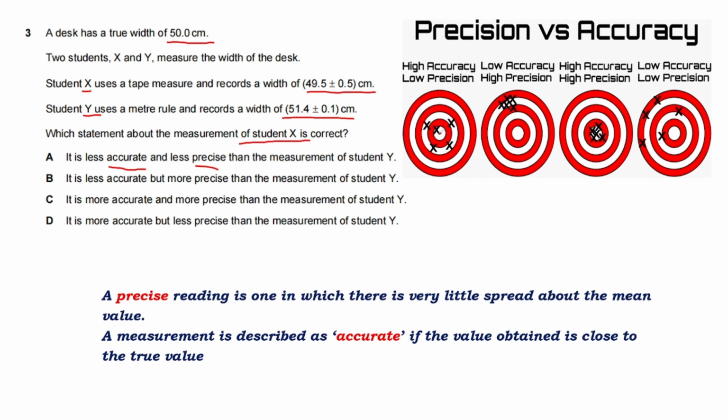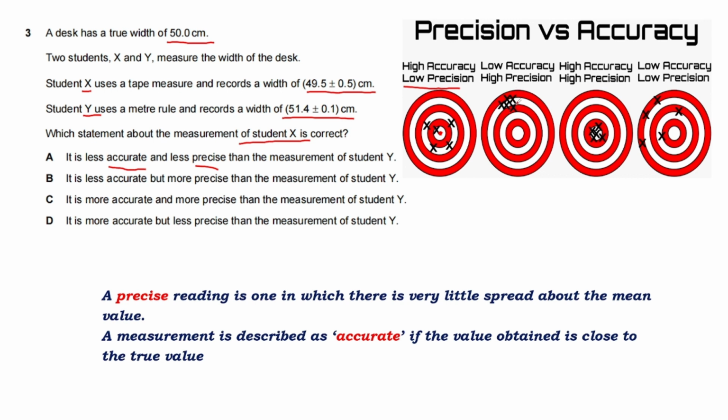Let's take this picture. Here the true value is the center of the circle. These crosses represent the measurements that you have taken. So here 5 measurements are given, right? The 4 figures each have 5 measurements, but spread in different ways. In this first figure, the measurements are widely spread, so it has low precision.